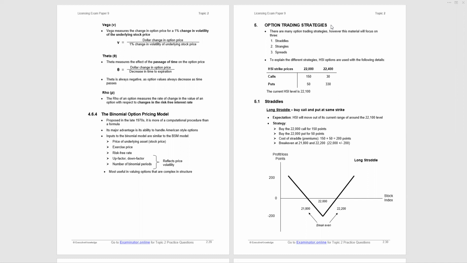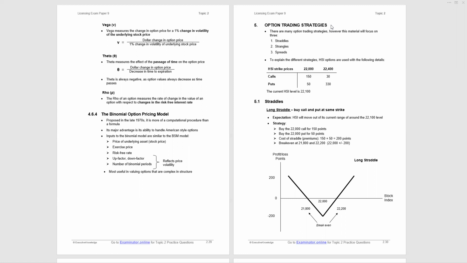So we've got two options on the Hang Seng Index, one with a strike price of 22,000 points and one with a strike price of 22,400. Now, the call, remember, gives you the right to buy at 22,000, and we're told that the current Hang Seng Index level is 22,100. So if you've got the right to buy at 22,000, when the price is at 22,100, that's attractive. That is why the premium is 150, because 100 of it will be intrinsic value, 50 will be time value. Whereas the put gives you the right to sell at 22,000.